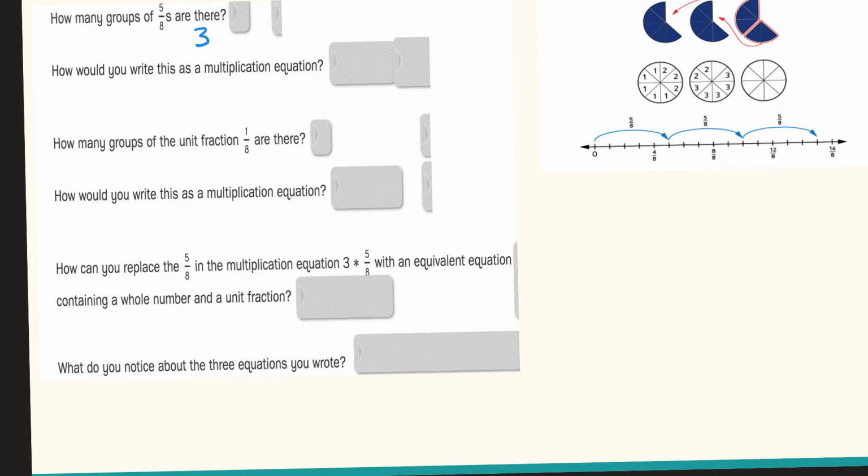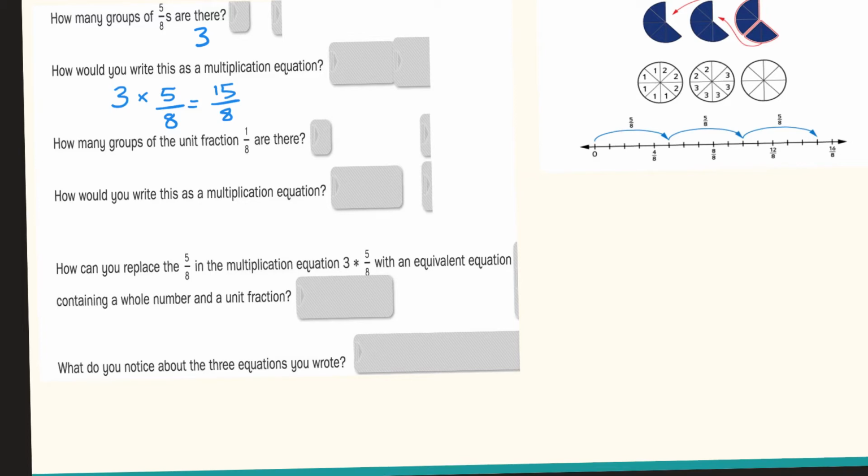I think you can do this from the activities that we've already done, so just take a second to think about it. If you need more time, just pause the video. Okay, so if we have 3 laps times 5/8 in each, that's going to equal 15/8, right? So how many groups of the unit fraction 1/8 are there?